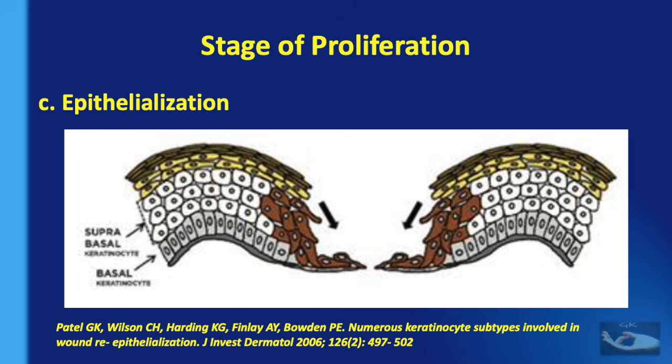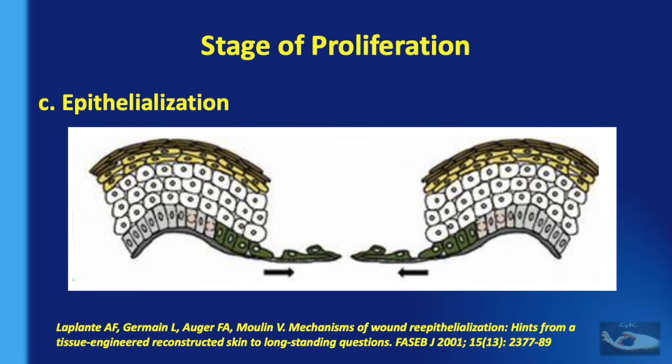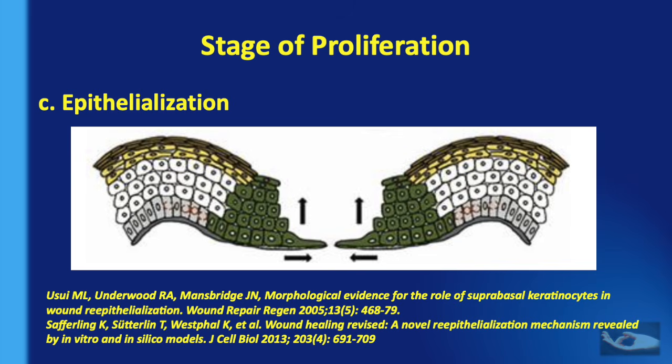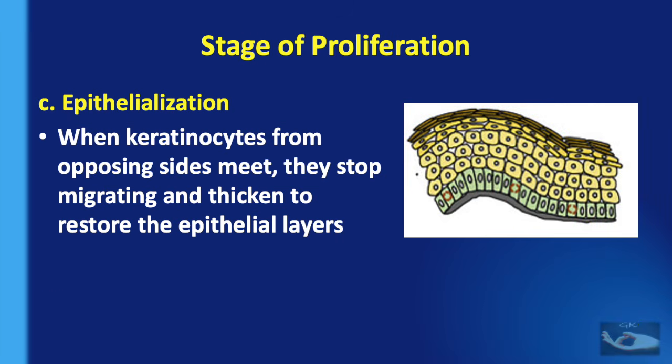the suprabasal cells migrate by rolling over the leading basal cells, or the tractor tread model, where the superficial layers passively displace over the basal layers, or the Ussi and Safferling model, where the basal and suprabasal keratinocytes migrate collectively and continuously in a concentric pattern around the wound. Whatever the technique, when the keratinocytes from opposing sides meet, they stop migrating and thicken to restore the epithelial layers.